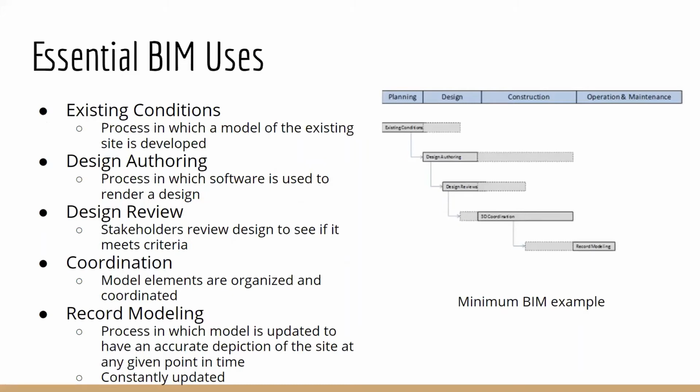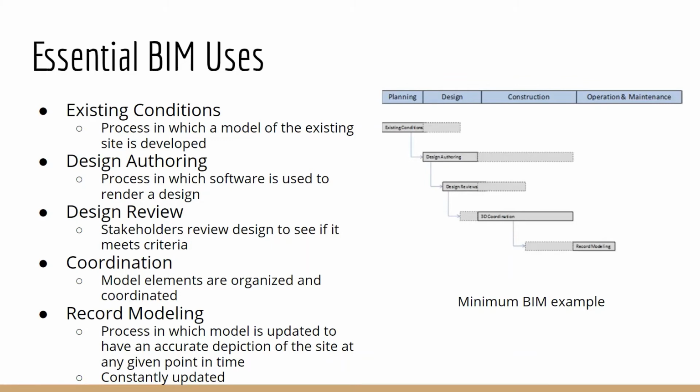So the essential BIM uses are existing conditions. This is the process in which the model of an existing site is developed. So basically in this process, they're taking the original location in which they're building the building they want, and they are then mapping and modeling this. Design authoring, this is a process in which software is used to render a design. This would be used in the early design stages of the project.